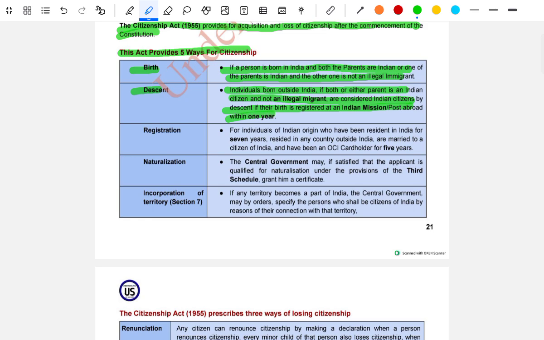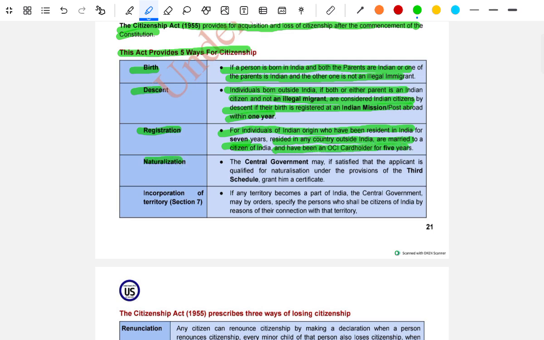Registration: for an individual of Indian origin who has resided in India for 7 years, resides in any country outside India, or is married to a citizen of India and has been an OCI card holder for 5 years.